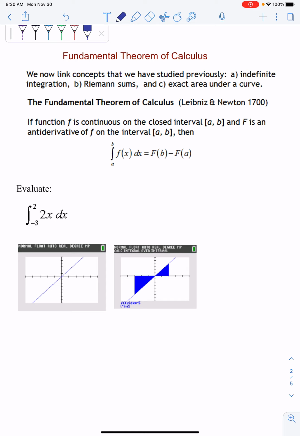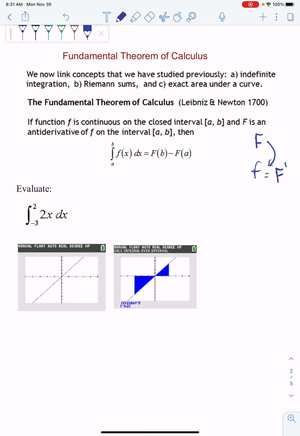So what this theorem says is that if the function f is continuous from a to b, and capital F is an antiderivative of little f from a to b. So we've got to be careful with these notations. Basically it's saying that capital F is the original function because it's an antiderivative. So it's the original function. Little f is big F prime in this case, okay? Little f is the derivative of big F.